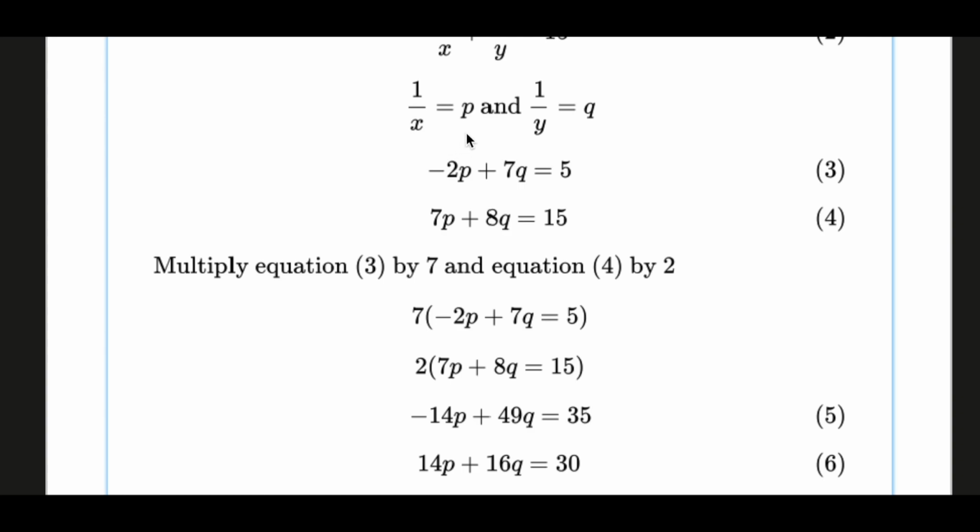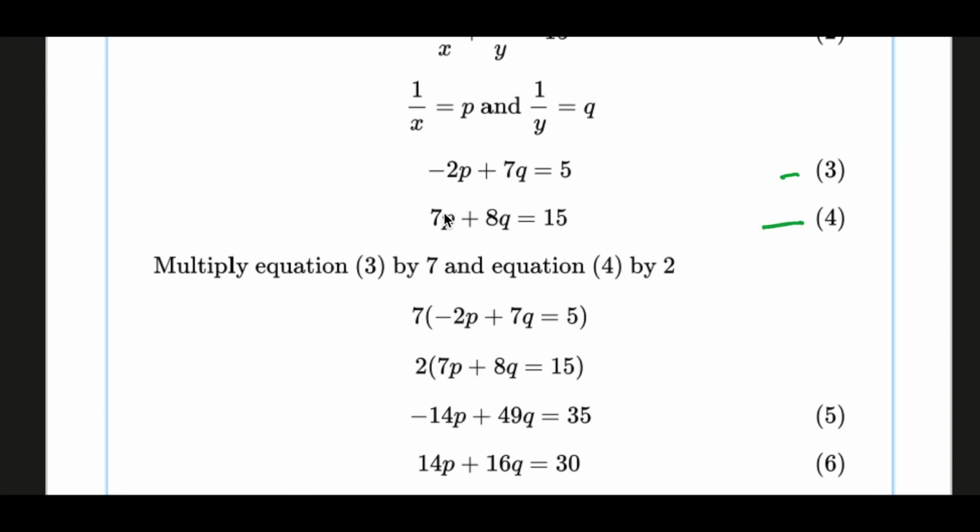Now let 1 by x equals to p and 1 by y equals to q. So it becomes minus 2p plus 7q equals to 5. This is our equation 1. And 7p plus 8q equals to 15. This was our equation 2. So we label this here as 3 and 4.